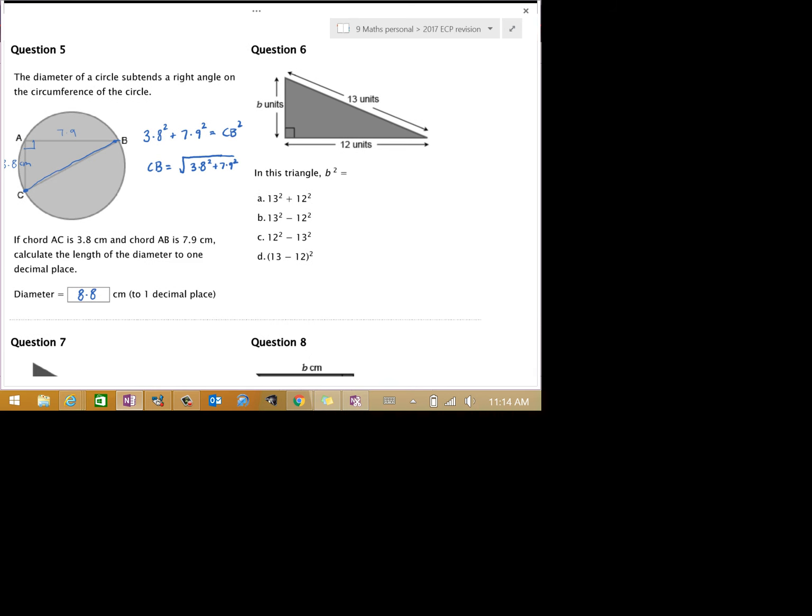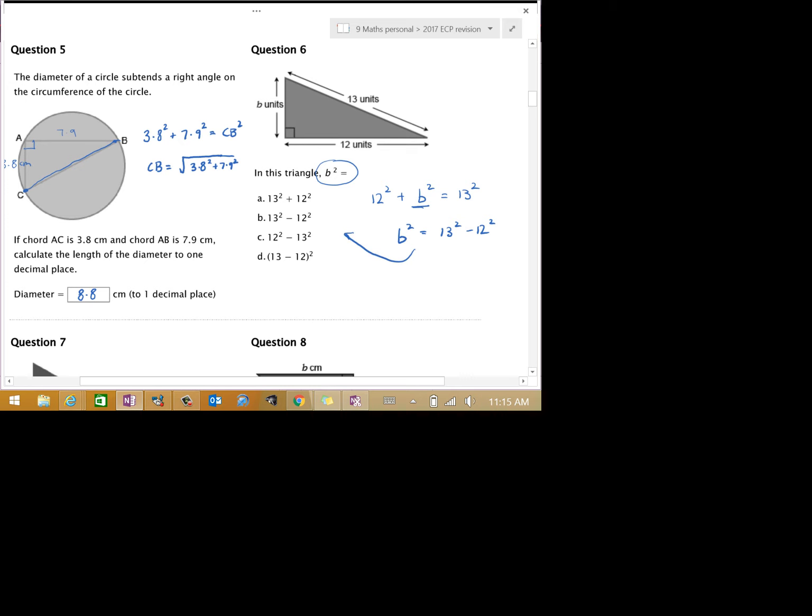Now we've talked about the rule about the relationship between the shorter side lengths. If I want to find b squared, well first of all let's write it out. We've got 12 squared plus b squared is equal to 13 squared. And what we want to find is b squared. So in algebra, what do we do? Take away 12. We want to take the 12 squared from both sides. So in other words, b squared is equal to 13 squared, take 12 squared. We don't even have to work out what they are because the answers are in that form.